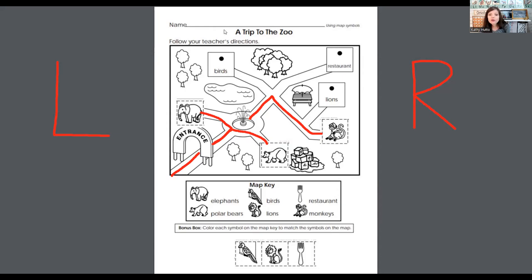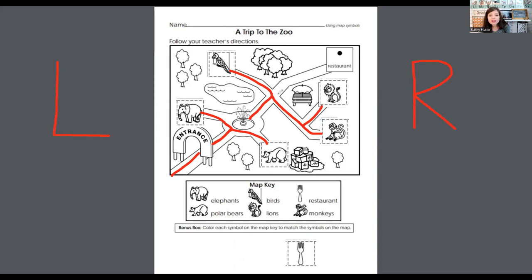Okay, so while I'm over here to the right, I'm also going to see the lions. So I'm going to glue my lion right here. To the right, I'm seeing the monkeys and the lions. And then I'm going to go back to the path. And this time, I'm going to go to the left. I want to see the birds. Birds like lots of trees, so you can see there are lots of trees over here by the bird.